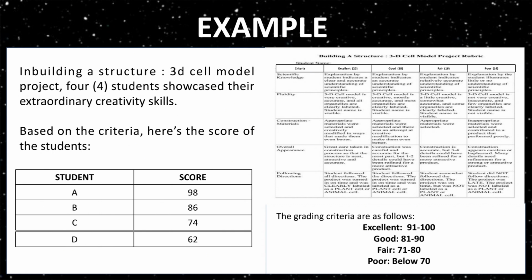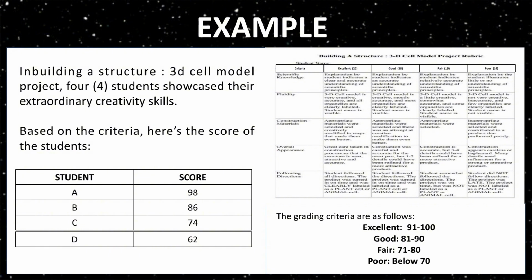And the grading criteria nga makita ninyo sa screen are as follows. We have excellent level 91 to 100, good level 81 to 90, fair level we have 71 to 80, and poor level we have below 70. Based on the given grading criteria, let's interpret the scores of the students. So student A got a score of 98.